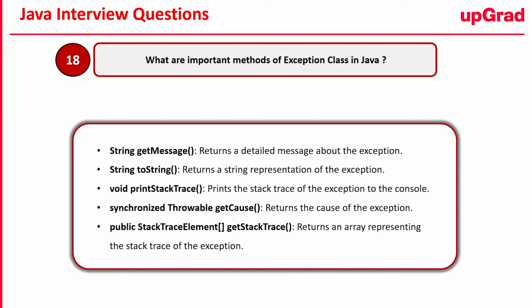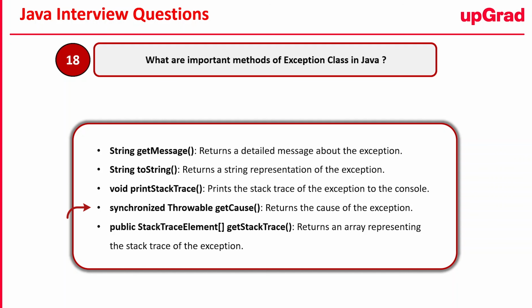Some of the important methods include getMessage. This method returns a detailed message about the exception. Then there is the toString method. This method returns a string representation of the exception. Then printStackTrace. This method prints the stack trace of the exception to the console.